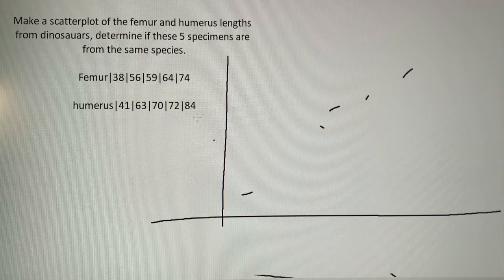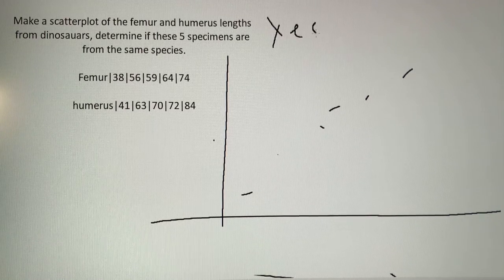What does this tell us about these specimens being from the same species? Well, as we can see, there is a linear relationship, and the association between each of our points is decently strong. Therefore, we can say yes, there is an association between the femur and humerus lengths from these 5 specimens, alluding that they can be from the same species.